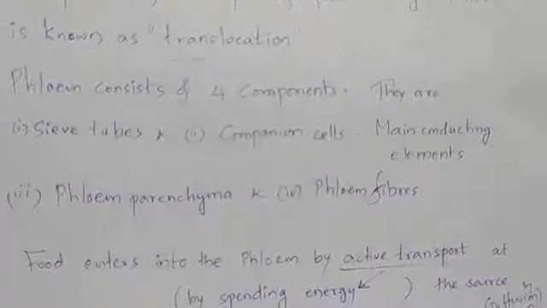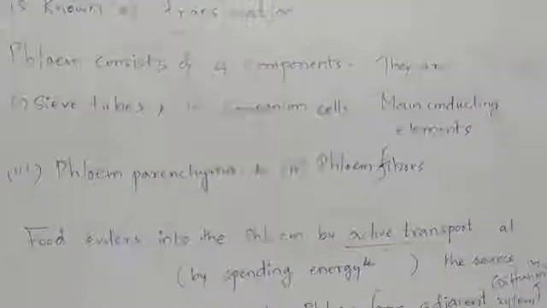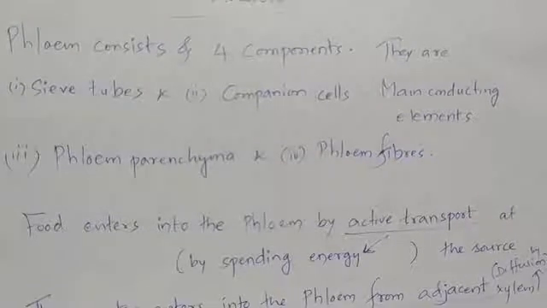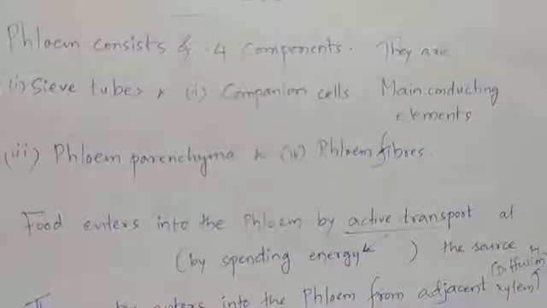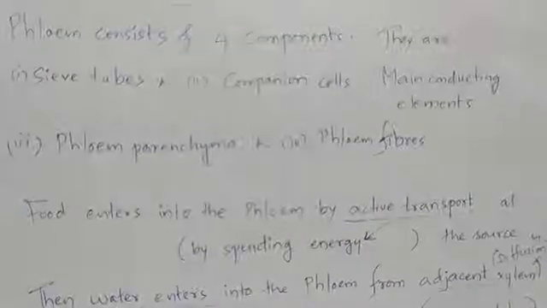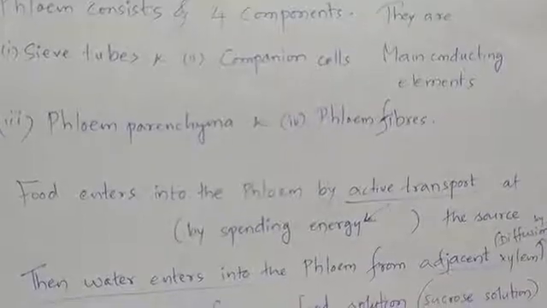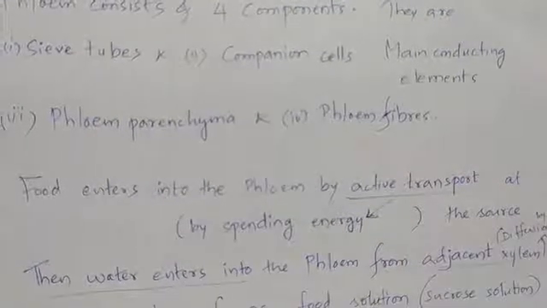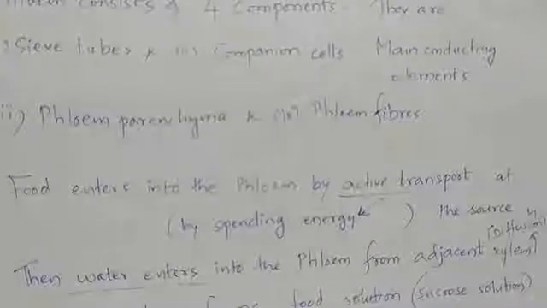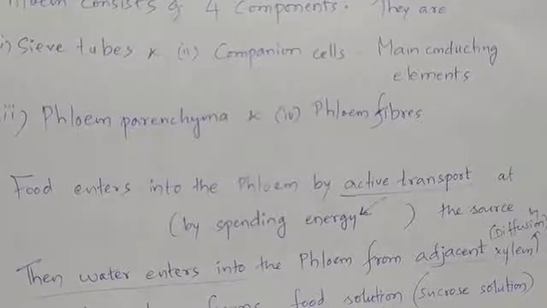As we already have learnt, phloem consists of 4 components. They are sieve tubes, companion cells, phloem parenchyma, and phloem fibers. The sieve tubes and companion cells are the main conducting elements of the food, and the phloem parenchyma and phloem fibers support these 2 things. And let us take our understanding in little more detail.